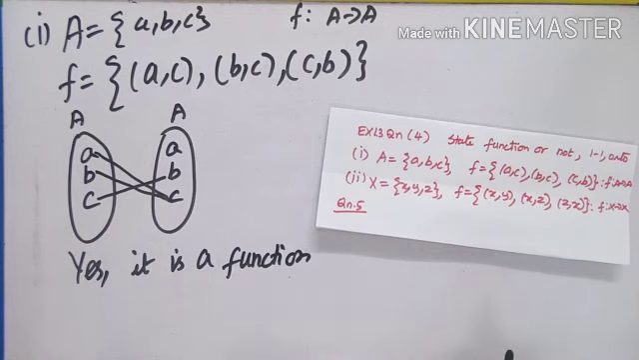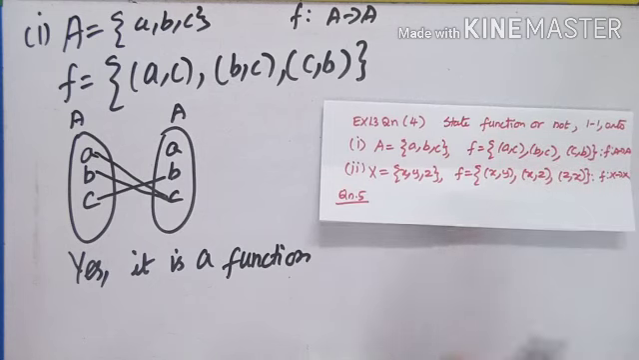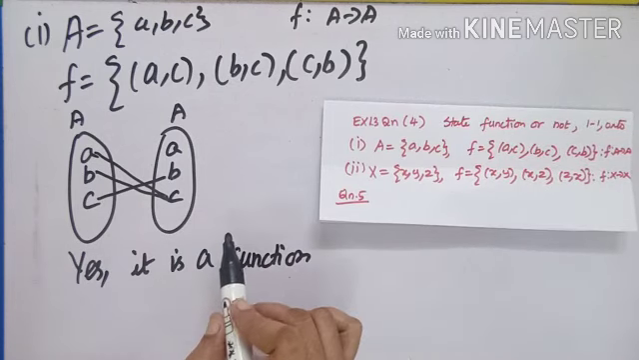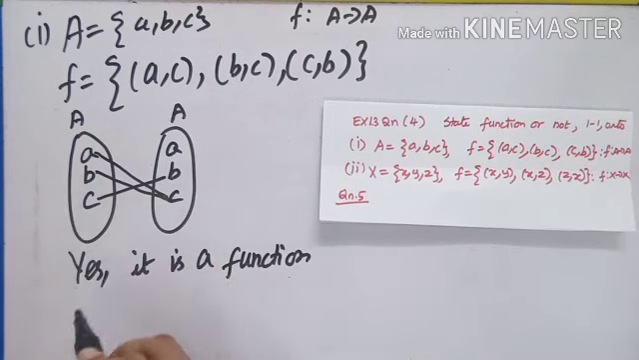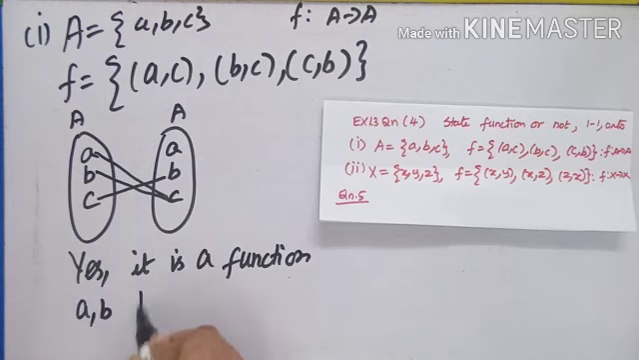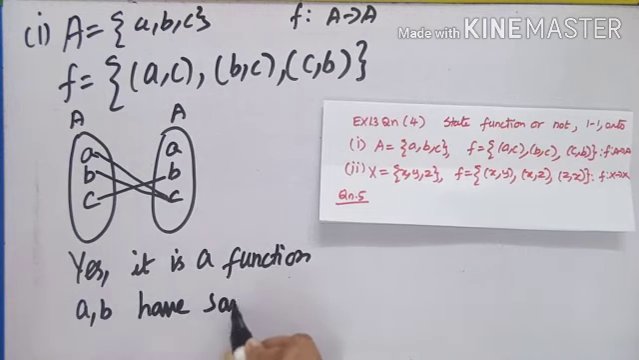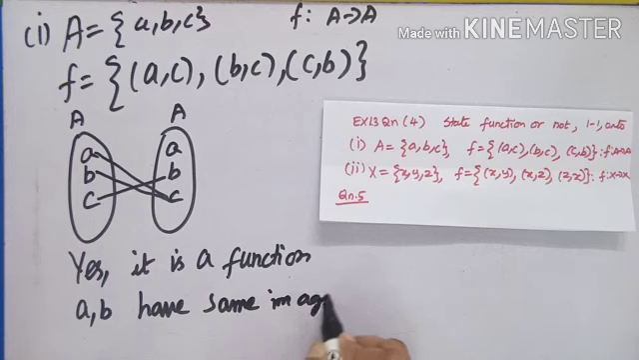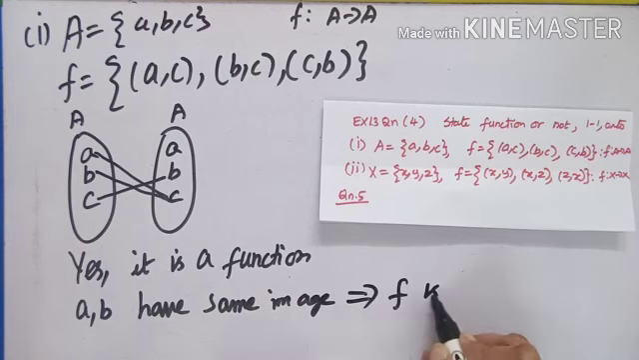What is the second question? I want to check whether it is 1-1 or onto. Is it 1-1? No. A and B have the same image. A, B have the same image. Therefore, f is not 1-1.